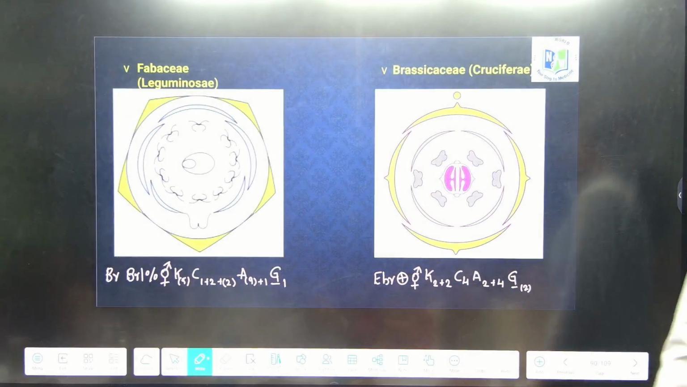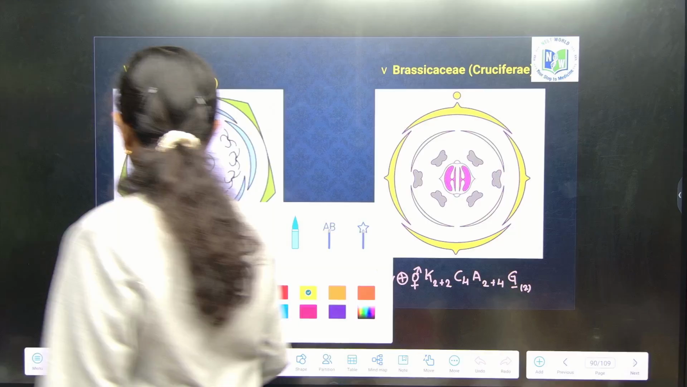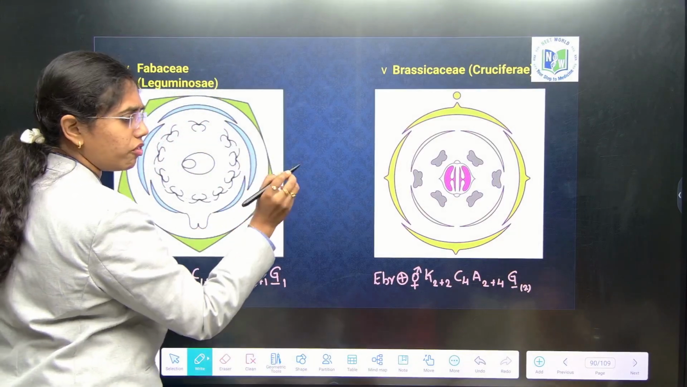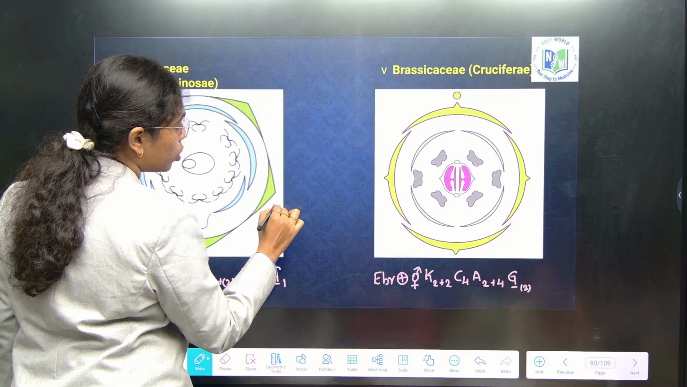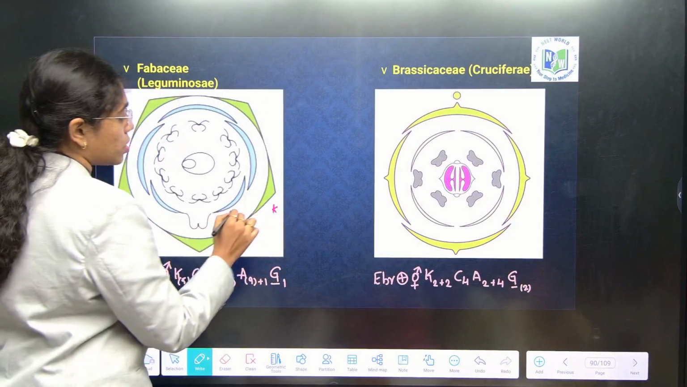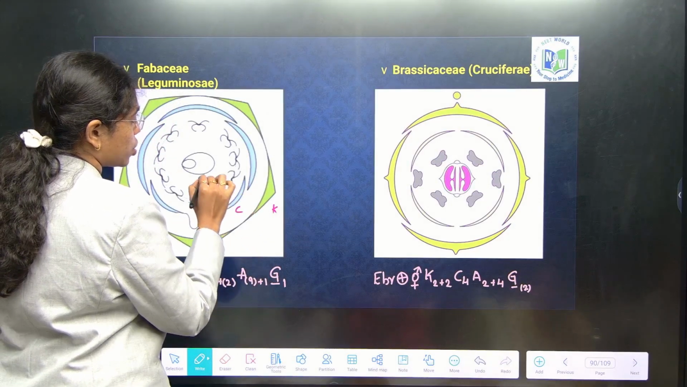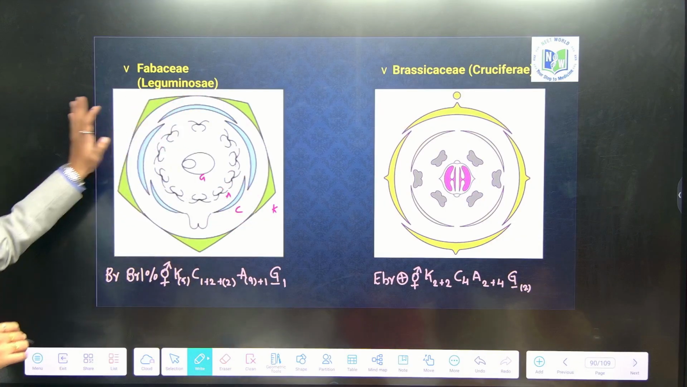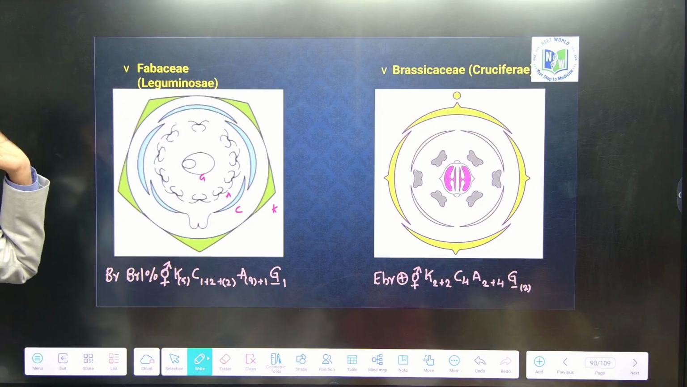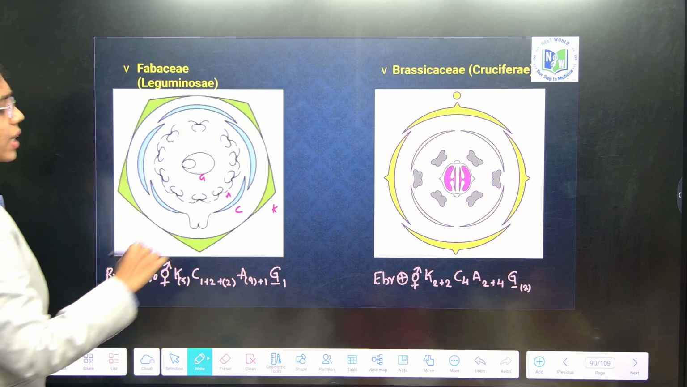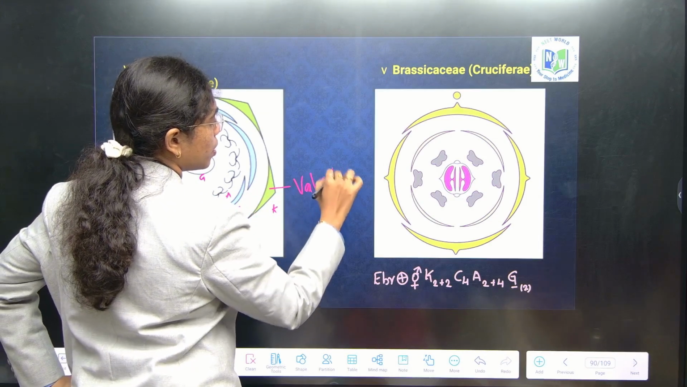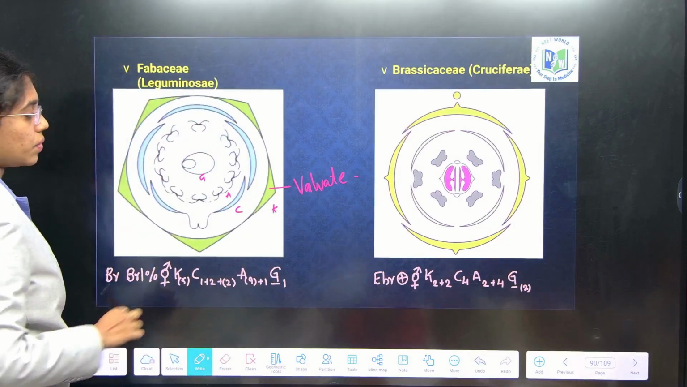Now, first Fabaceae, you see. In Fabaceae, in any floral diagram remember, the outermost whorl is calyx, next is corolla, next is androecium, next is gynoecium. Calyx, what type of aestivation? From the floral diagram only you can say the aestivation. Calyx is of what aestivation? Valvate aestivation. Okay, it is of valvate aestivation.